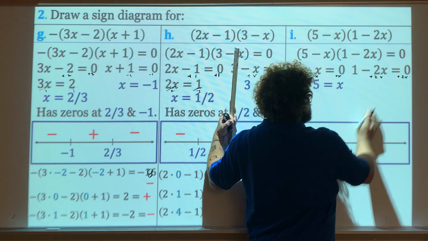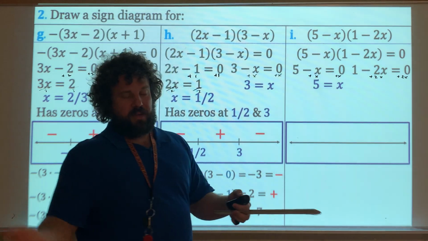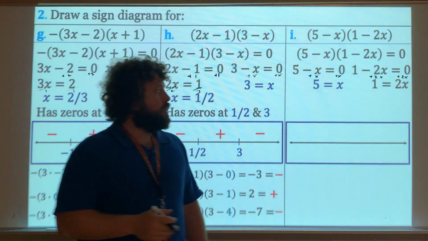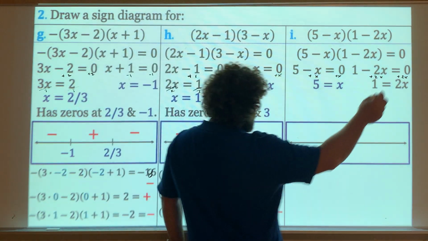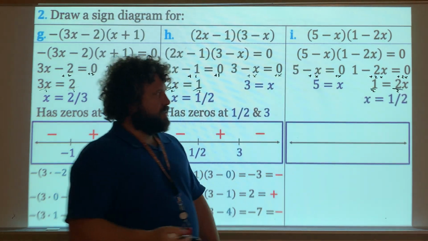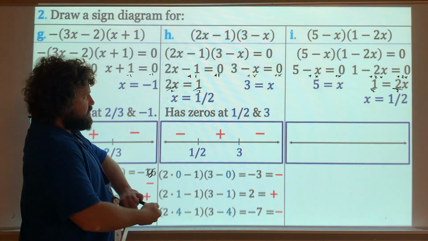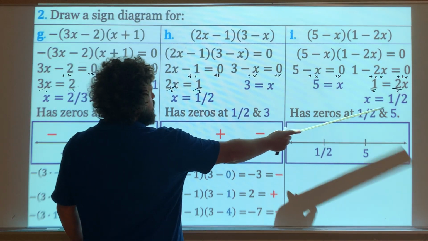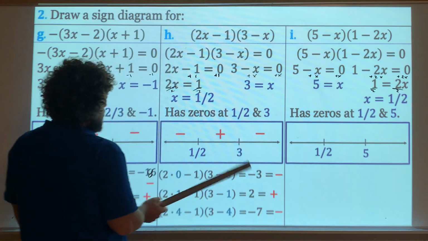Now you may say, why aren't you just subtracting 1? If you want to subtract 1 and divide by negative 2, be my guest. I don't really like negative numbers. So I do that. Divide by 2, and you'll notice you get the same answer. You get x equals 1/2. Now you have zeros at 1/2 and 5.